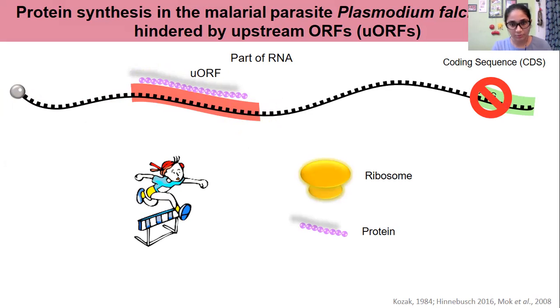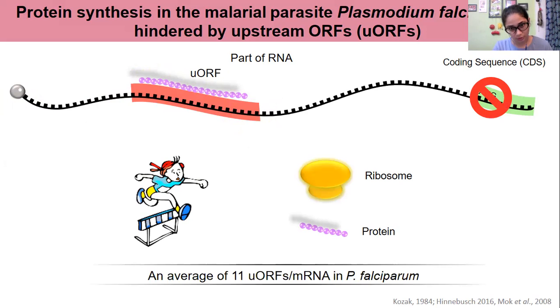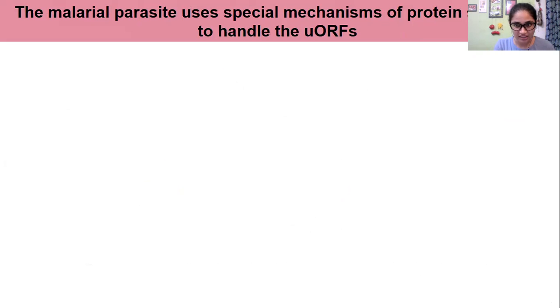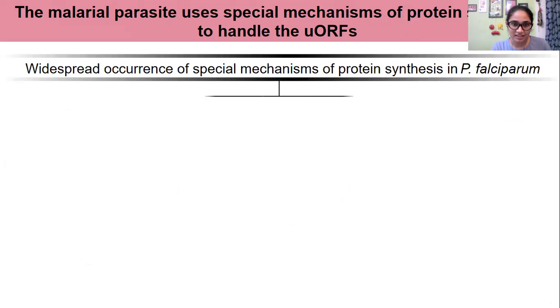What we found out in Plasmodium falciparum is that there are 11 upstream ORFs per RNA. So this is really like a hurdle race, where the ribosomes are trying to reach the coding sequence to form the protein, which is essential for the life of this parasite, but are being hindered by these upstream ORFs. We found that this parasite uses special mechanisms to make its proteins. One is leaky scanning and the other is reinitiation. By using these special mechanisms, which are widespread in the parasite, it is able to keep its life going and functioning.